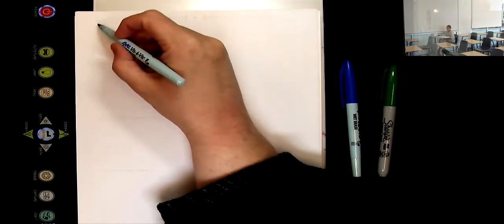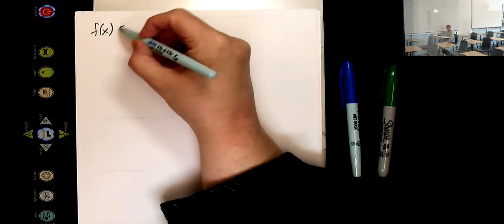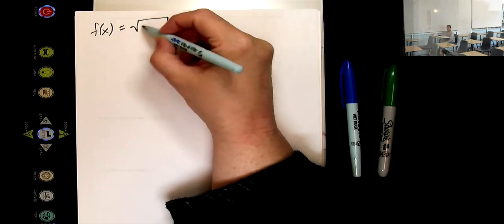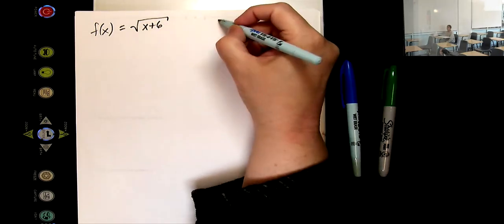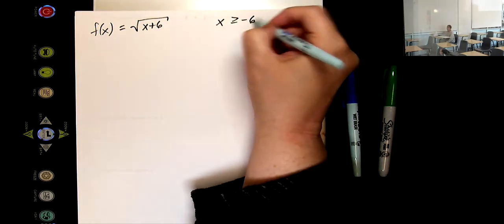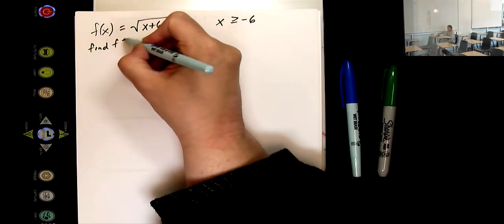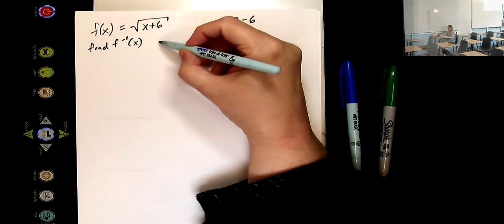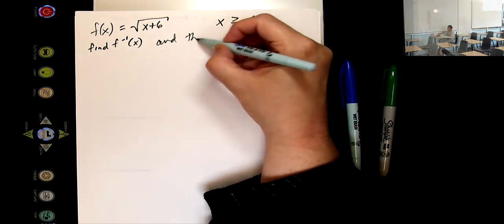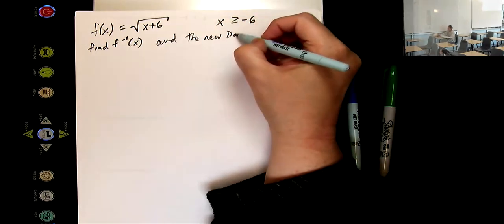f of x equals square root of x plus 6, where x is greater than or equal to -6. Find f inverse and the new domain and range.